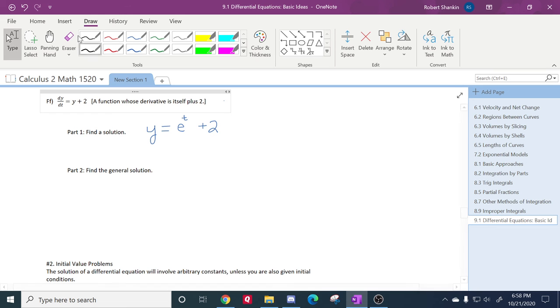And I'm going to also do something else. I'm going to try this. I don't know if it'll work. I'm going to put minus 2. Now here's my thinking. e to the t is something that when I take its derivative, I get itself. And then if I had a minus 2, then maybe when I do the plus 2, that'll give me back. All right, so let's check.